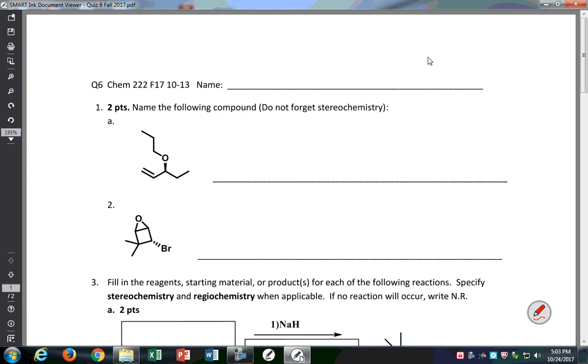A thiol, if it is the part of the parent, then it is a thiol, just like alcohol is ol. But if you have a more reactive functional group like an alcohol or something like that present, then it's a substituent and it's mercapto. So know the difference.